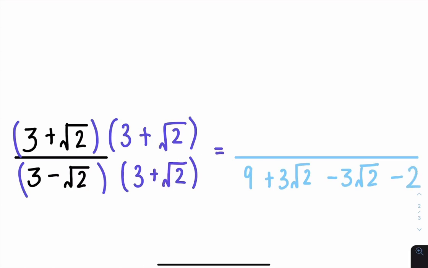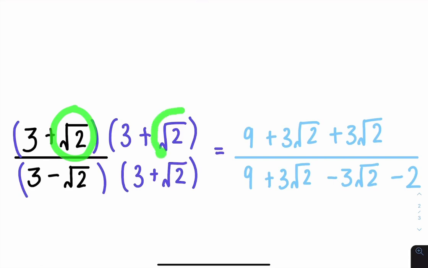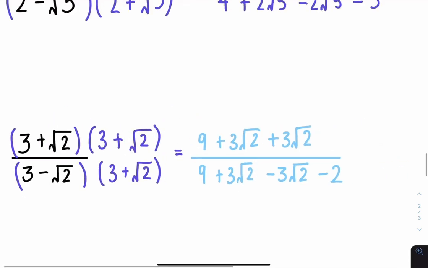Now for the numerator, 3 multiplied by 3 is 9. 3 multiplied by root 2 gives you plus 3 root 2. Then root 2 multiplied by 3 gives you another plus 3 root 2. And then root 2 multiplied by root 2 gives you 2.